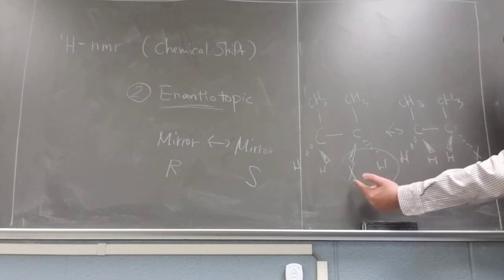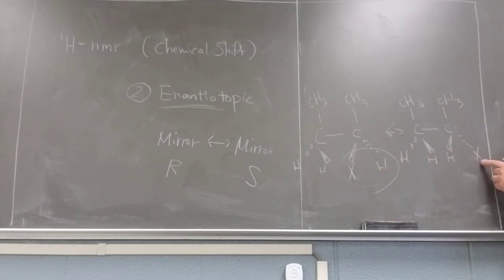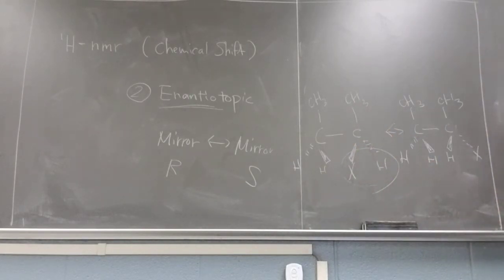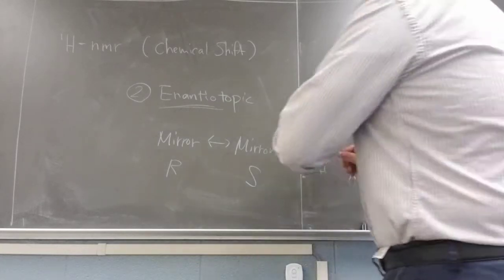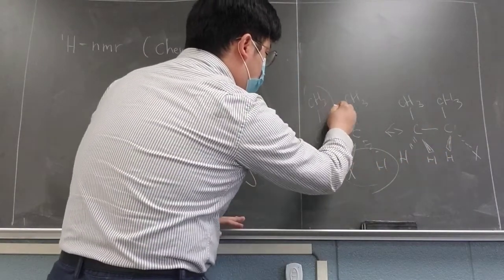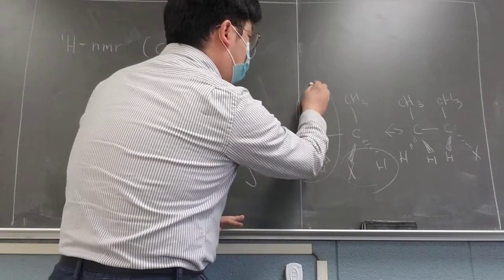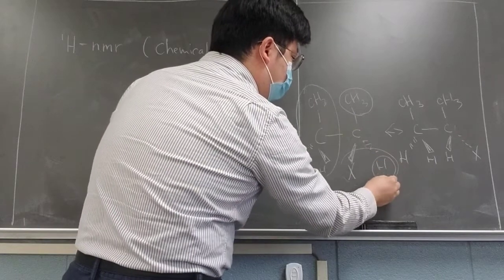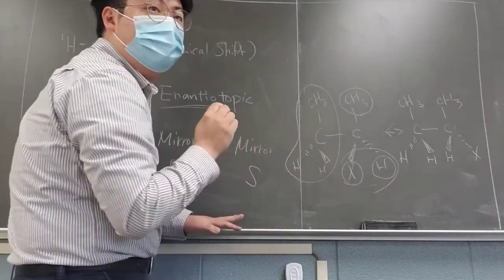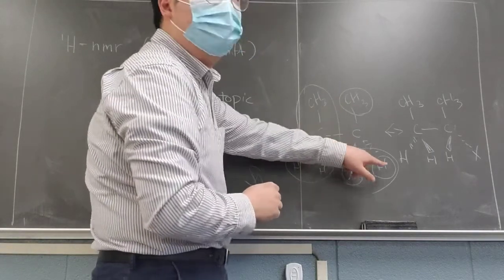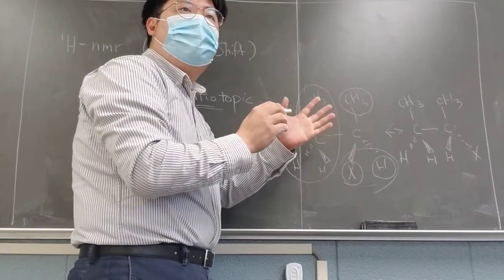Okay. So now I switch this one to X. Now I switch this one over to X. If you look at this one here, you actually see the carbon center. From this point of the carbon, this is just one R group, right? And this is a methyl group over here, and you have a hydrogen, and you have a replaced element X. So this carbon has four different groups on it, so it makes a chiral center.